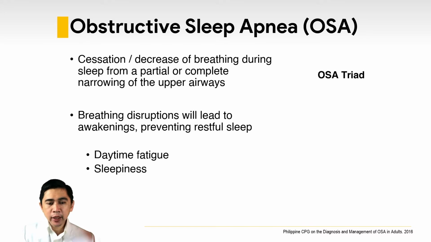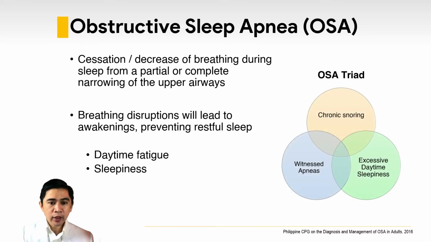Obstructive sleep apnea has a triad of snoring, apneas or cessation of breathing, and excessive daytime sleepiness. Apnea means cessation of breathing. The three elements should be there to call it OSA, because some people might have snoring but they have no apnea, so it's not OSA.